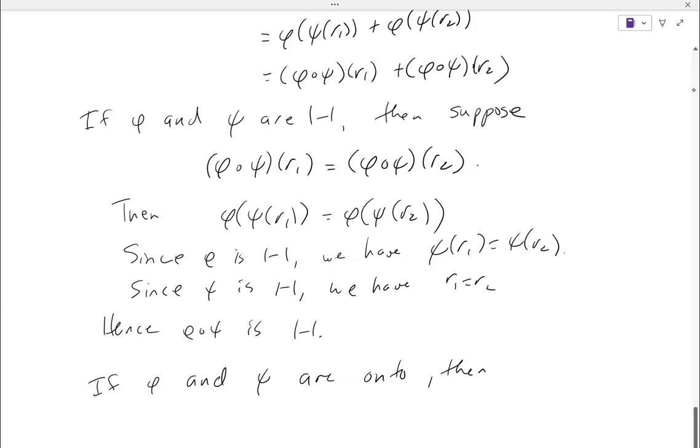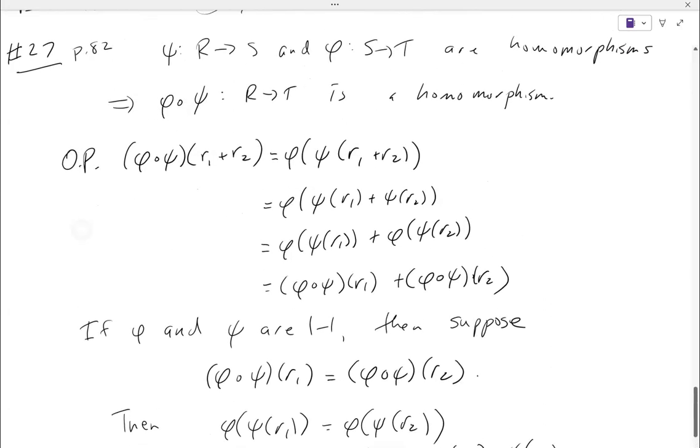So if I want to be onto everything on the table, it has to get hit by some notebook, right? We need more notebooks. So start with an element in here and find something in here that maps to it, right? So anytime you're trying to show something is onto, I want to start with something in the codomain, something in the output space. In this case, your composition function starts in R and ends in T. So we want to start with something in T, right?